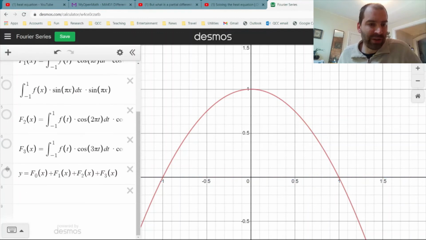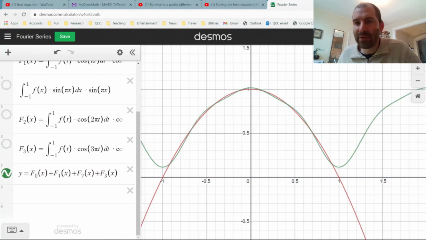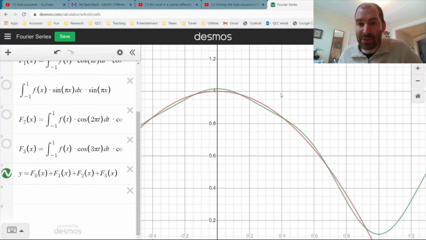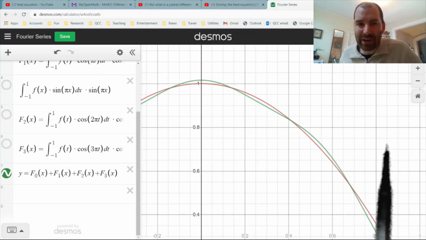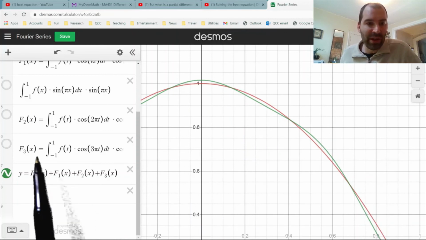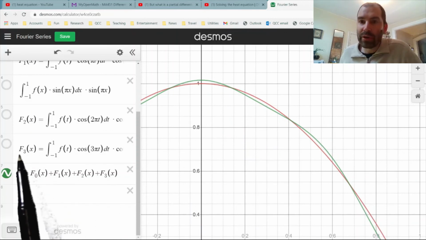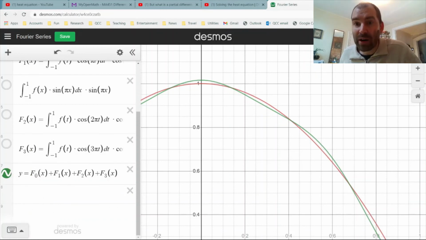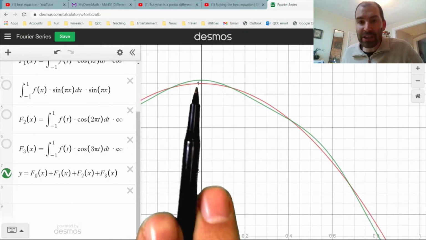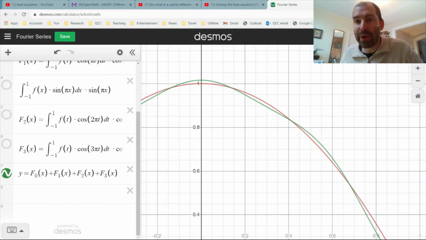So let's see what happens when I add all these up. All right, let's add all these together, and what do we get? Well, looky there. We actually get a really good approximation to our function. Look at that. Let's zoom in and see how good it is. It's oscillating around it a little bit. I only went to the third term in the Fourier expansion, so I didn't go very far. As we go further and further into that expansion, if that series does converge, this approximation is going to get better and better and better.